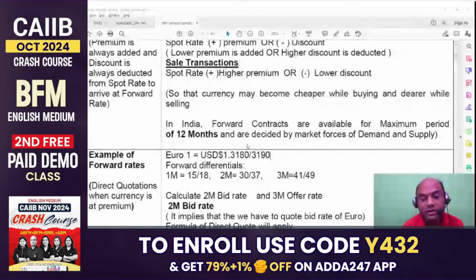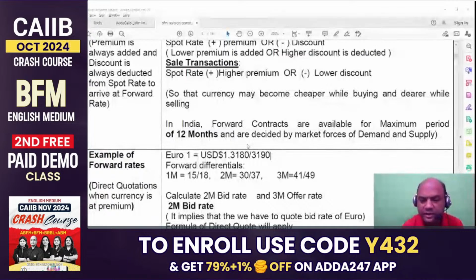Okay. Now you give me the buying rate after 3 months. Everyone, give me the buying rate after 3 months. So for 3 months it is 1.3180 plus 0.41. Okay, 0.41. Yeah, it's like this.